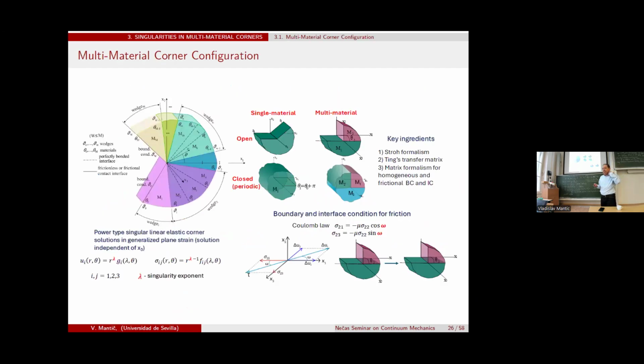Well, this was the first part of my talk. In the second part, I will talk about the analysis of singularities in multi-material corner configurations. This is, of course, much more general analysis because it tries to cover many situations, among them also the interface crack we have just studied, and many boundary conditions. So it is more complex, so I will not pretend to explain all the details, but you can get some feeling about how we do it.